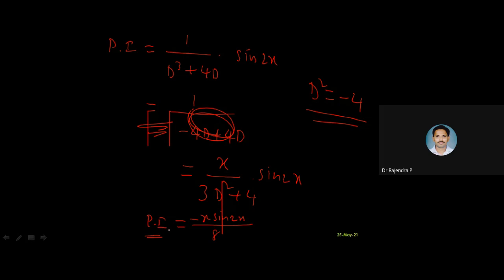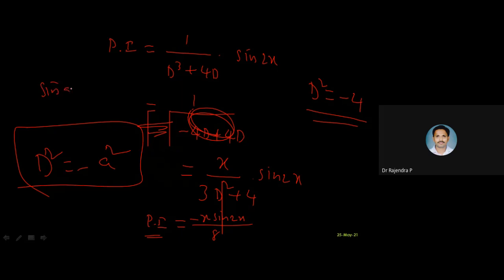Multiply x to the numerator and differentiate the denominator. This is valid for both case 1 and case 2. What is the difference? In case 1, the e power ax function is there, so the coefficient of x is directly substituted in all the D's. But in case 2, only the D square term should be replaced with minus a square, because we get sin ax plus b or cos ax plus b form. So if you get any one form, just replace D square with minus a square.